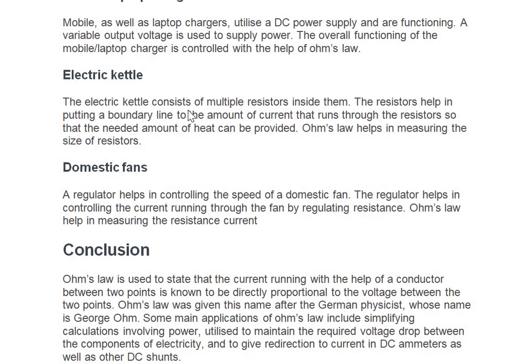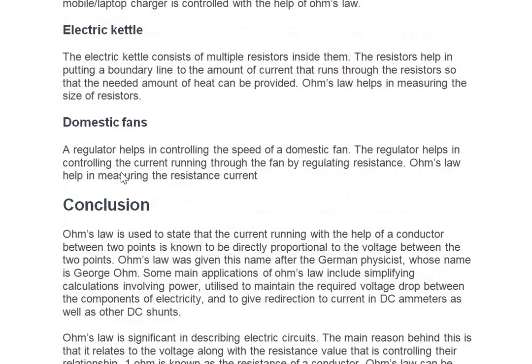Then the other day-to-day life example is the electric kettle. The electric kettle consists of multiple resistors inside. The resistors help in putting a limit on the amount of current that runs through them so that the needed amount of heat can be provided. Ohm's law helps in measuring the size of resistors.